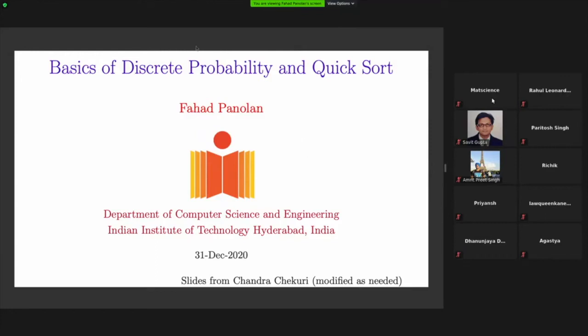Okay, let us start. Most of the algorithms we will see later in this course will be randomized algorithms. So we need to revise some basics of discrete probability, and we will see one example, which is randomized quicksort. In this talk we will revise those topics, and we'll continue with the randomized techniques tomorrow as well.